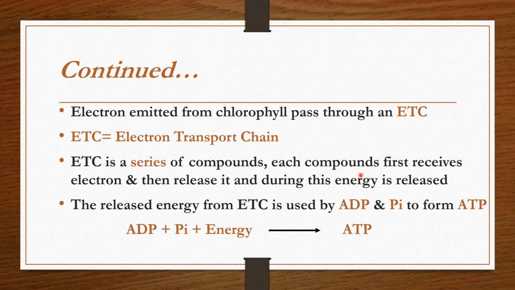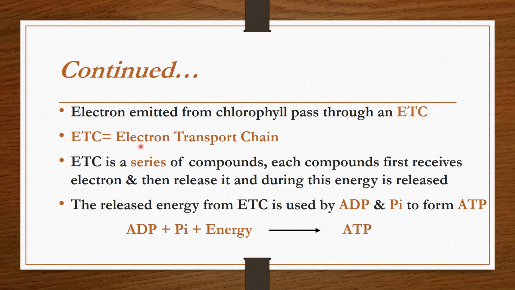So there is a series of compounds, one by one. Firstly they receive an electron, then they release it. First they are reduced, then they oxidize themselves. So each first receives an electron and then releases it, and during this, energy is also released.